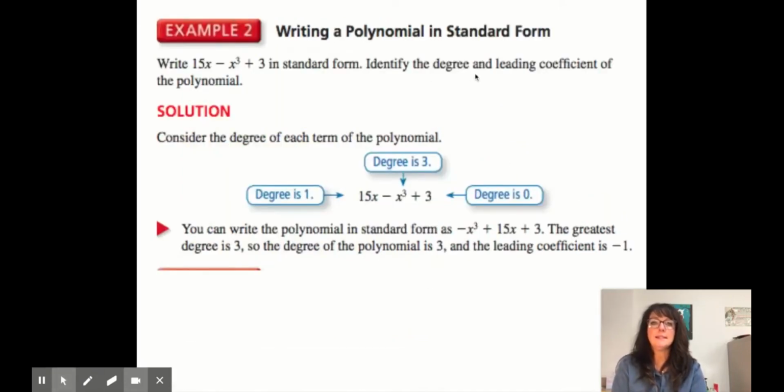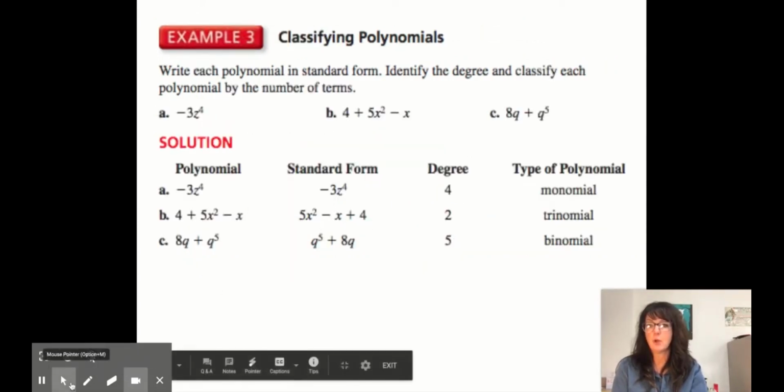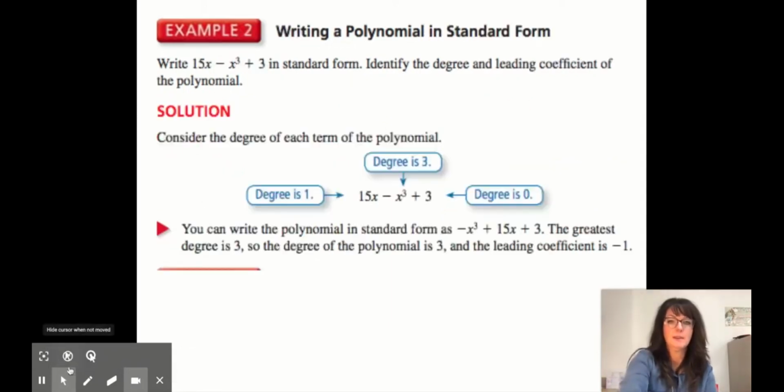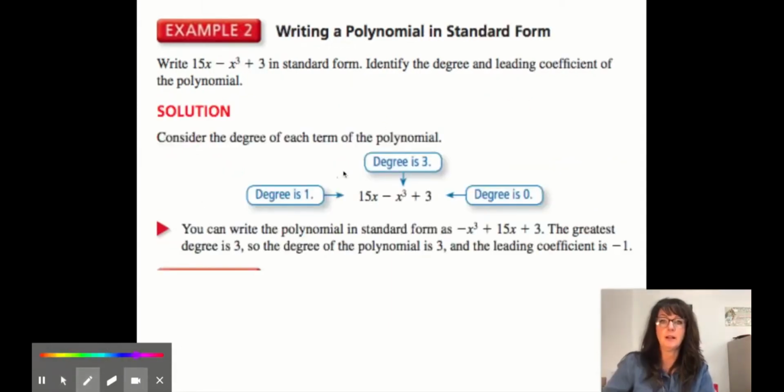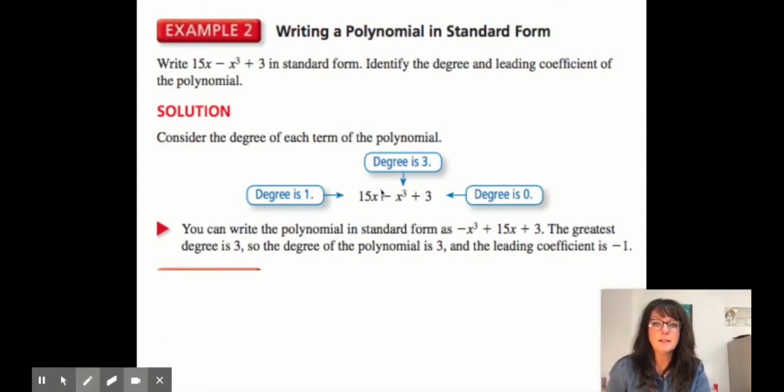So writing this in standard form, identifying the degree, leading coefficient. The first term, 15x, has a degree of 1. Negative x cubed has a degree of 3. 3 has a degree of 0. So we're going to put them in descending order of the variable, meaning we'll take this x cubed and put it first. But notice that it is a negative x cubed.